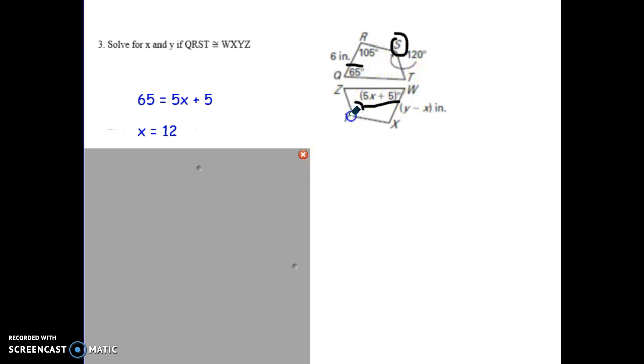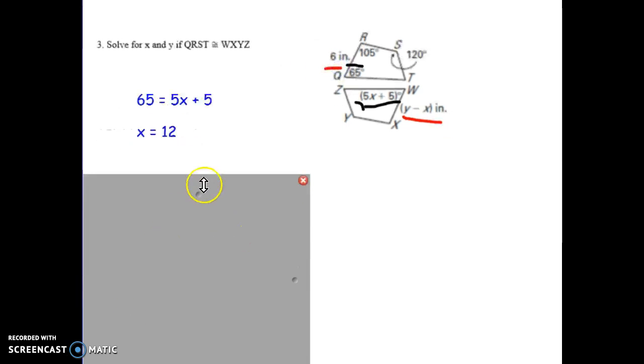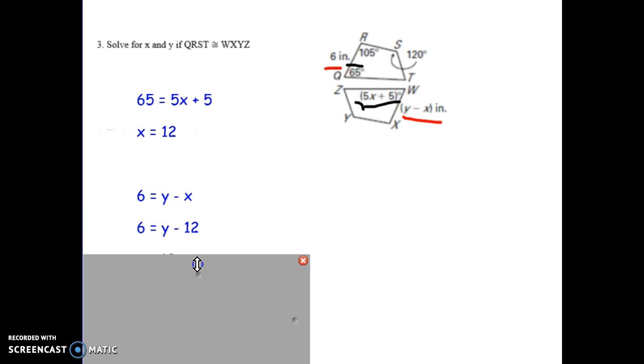Okay, so Y goes with WX and RQ. So if I look at my map, I see that WX and RQ are the same. I just have to line those up. Now, I already know X, so I can plug that in. So I know that 6 is equal to Y minus X. I know X, I can plug that in, and I can get then 18. All right, and we're going to move on.